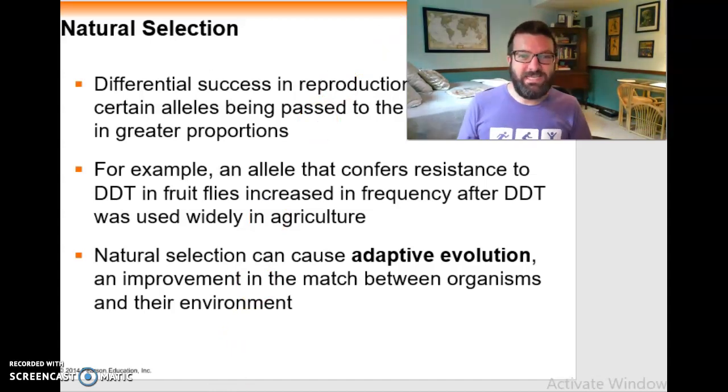One example of this is DDT. DDT is a pesticide that was used frequently in the first half of the 20th century, first 2/3 really. And when exposed to DDT, there was a big selection pressure on fruit flies because it killed fruit flies. And fruit flies who were resistant to DDT did better. So there's a big selection pressure on fruit flies to be resistant to DDT. And over multiple generations, you found fruit flies that were significantly resistant to DDT when it was used in agriculture.